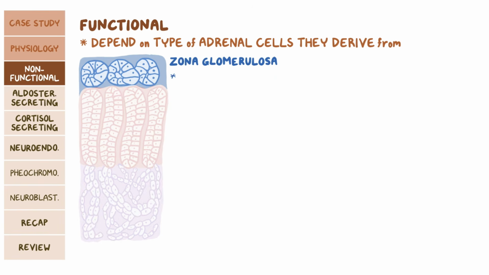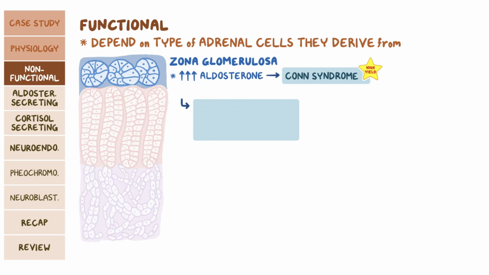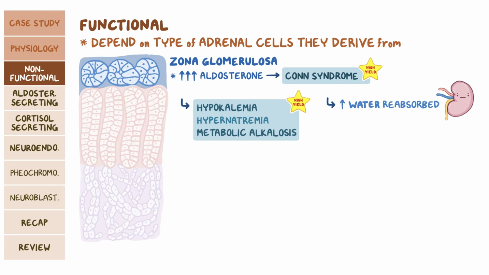When there's a tumor that secretes too much aldosterone, we get Conn syndrome, or primary aldosteronism. The high levels of aldosterone will lead to hypokalemia, hypernatremia, and metabolic alkalosis. In addition, more water is reabsorbed by the kidneys, along with the sodium, so there's also an increase in plasma volume, leading to hypertension. As a result, the main symptom of primary aldosteronism is treatment-resistant hypertension.